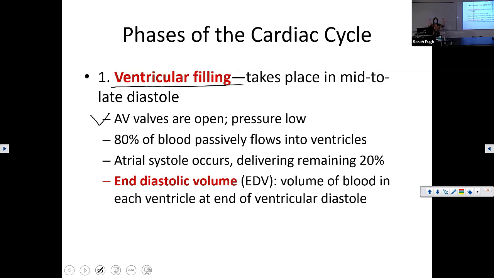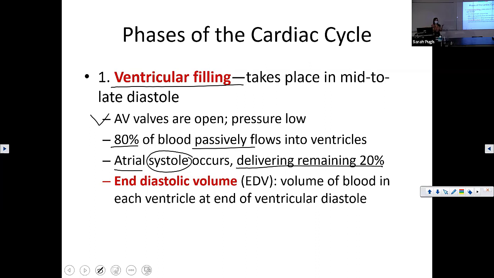80% of the blood that moves down into the ventricles is going to flow in passively. That means there's no contraction getting the blood down into the ventricles. That 80% is just flowing from atria down to ventricles, following gravity, okay? Then the atria are going to contract. So this says atrial systole occurs. Remember, the term systole means contraction. So the atria contract and squeeze the other 20% of blood down into the ventricles.